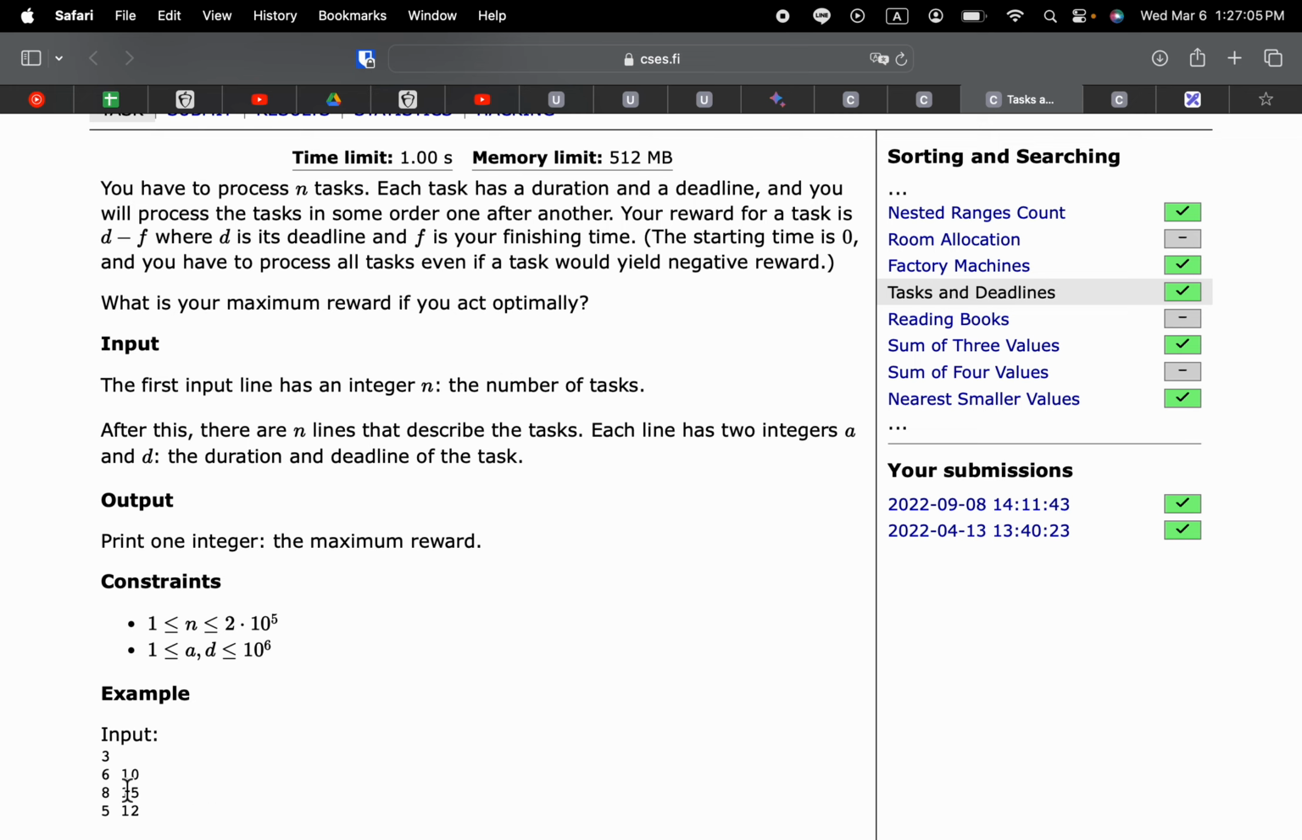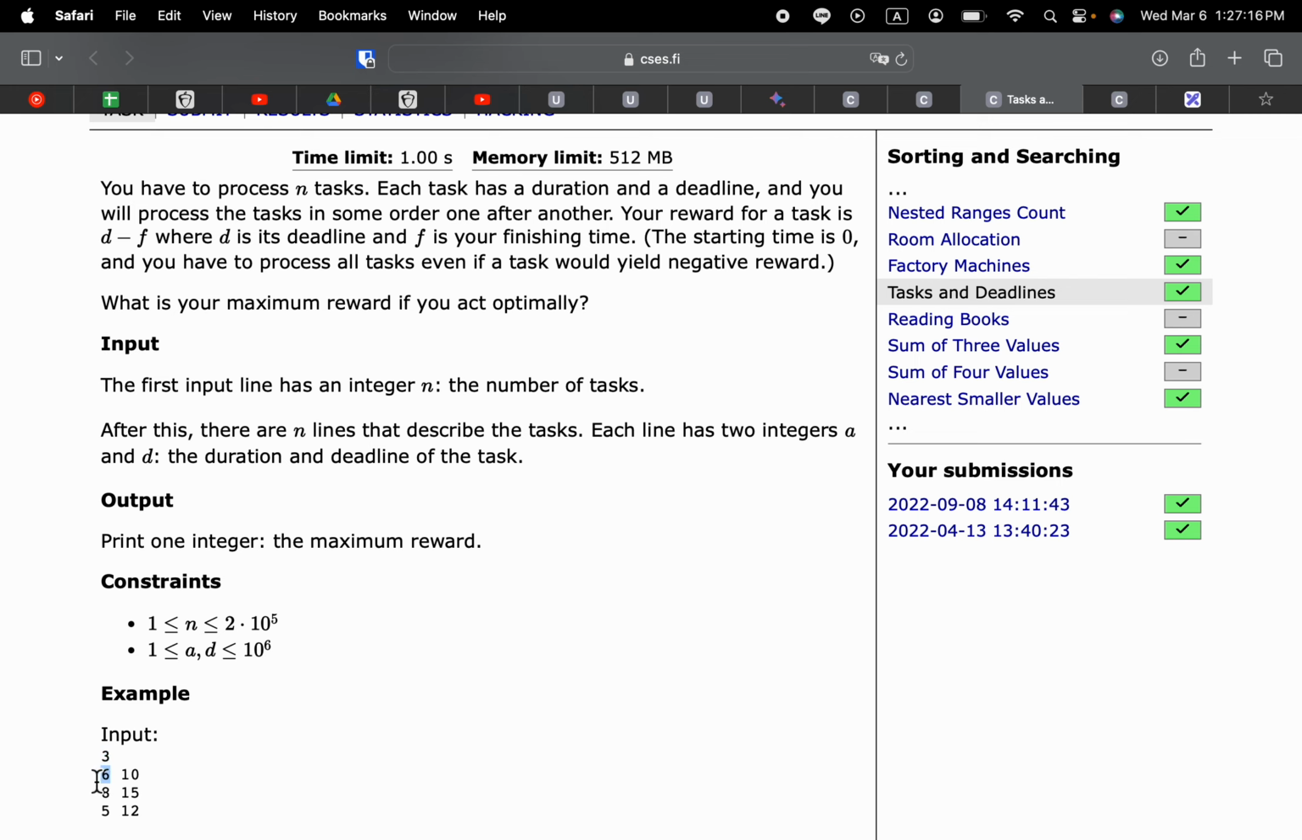Okay, so basically, there are some tasks that you need to do, and for each task, there's a duration and a deadline. The duration is how long you need to finish the task. And the deadline, it's not an actual deadline. It's basically the reward you would get if you finished it at time equals 0, but you will get less of a reward for every additional time unit that you take.